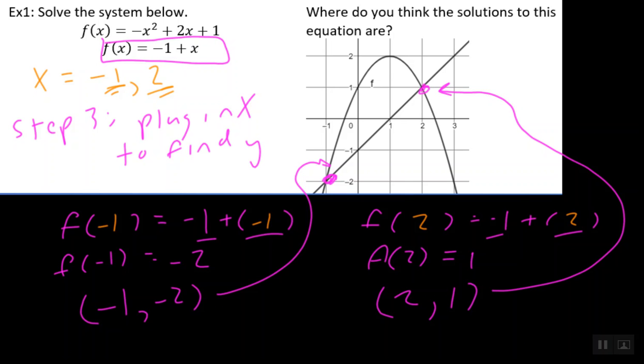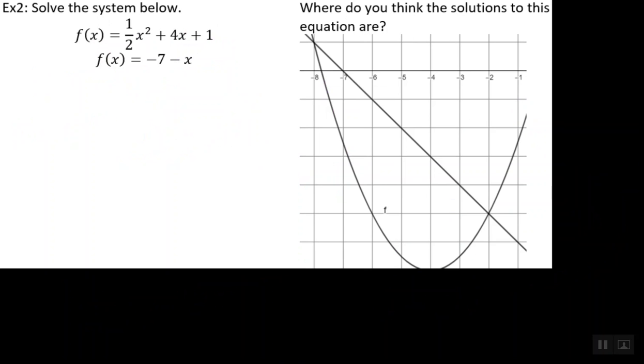All right, let's move on to a second example. And we'll move a little faster this time. Okay, so in example 2, we want to solve the system below. And by the way, let's just take a look. I give you the graph here. Where do you think the solutions are? Pause the video. Write down where you think the solutions are.